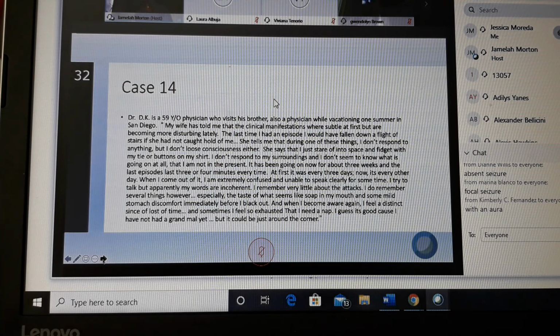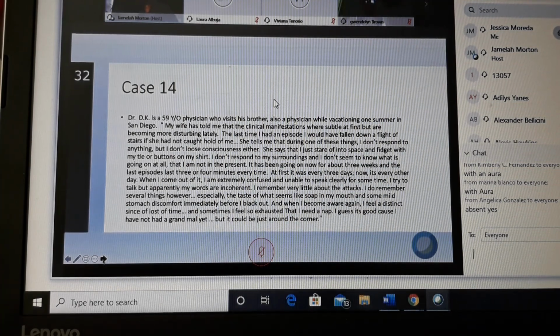However, I remember the taste of what seems like soap in my mouth, and some mild stomach discomfort immediately before I black out. And when I become aware again, I feel a distinct sense of loss of time. And sometimes I feel so exhausted that I need a nap. I guess it's good because I've not had a grand mal yet, but it could be just around the corner. Now, we all know that this person's probably having seizures.